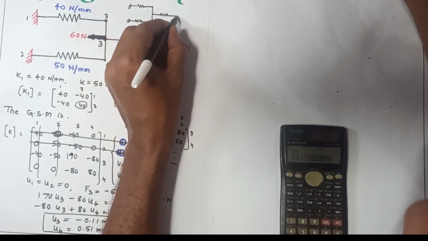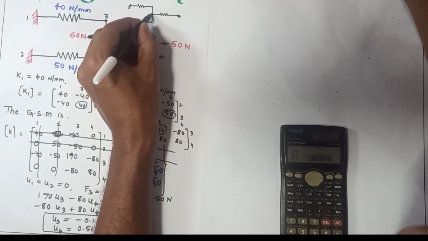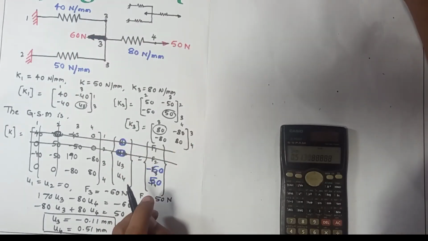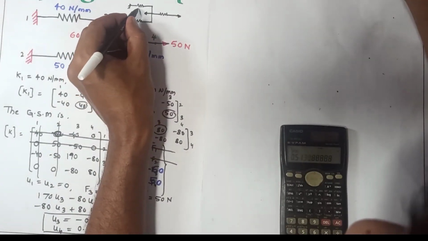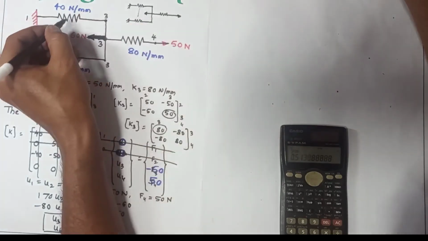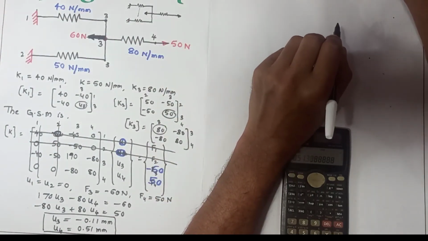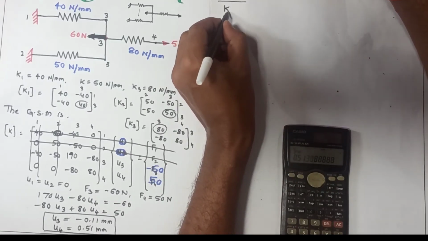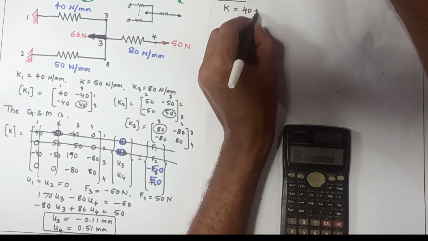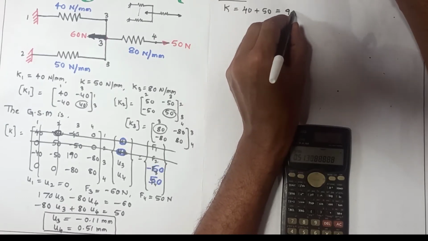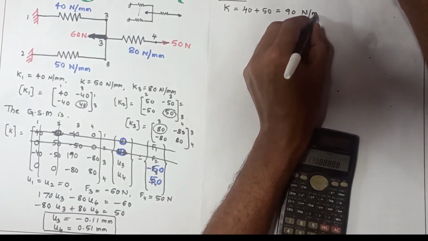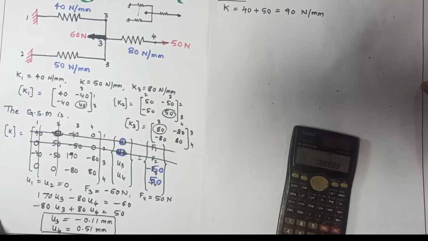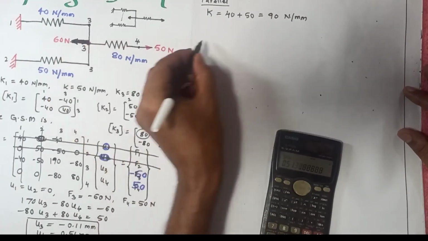Now after that, another spring. Okay, so here the forces are in opposite directions. For these two elements, 1 and 2, I will make a parallel connection. So 1 and 2 are parallel, and for parallel the equivalent stiffness is K1 plus K2, that is 40 plus 50. So 40 plus 50 becomes 90 Newton per millimeter, right? 90 Newton per millimeter. Now this will be one element.